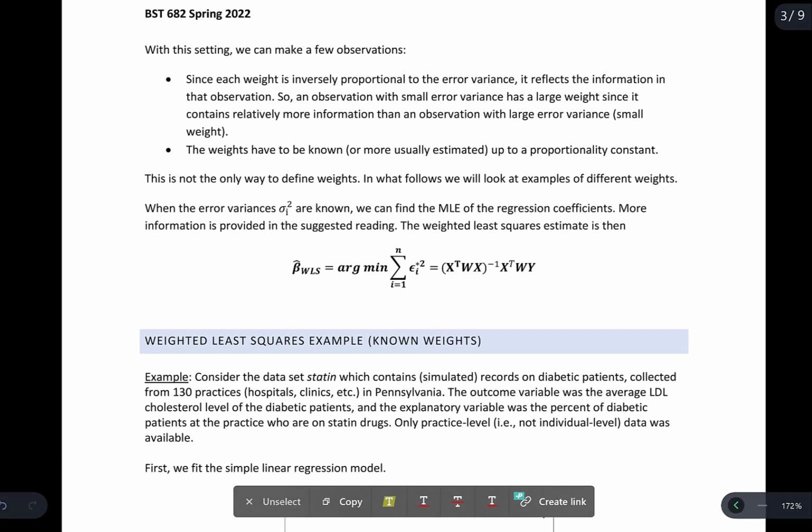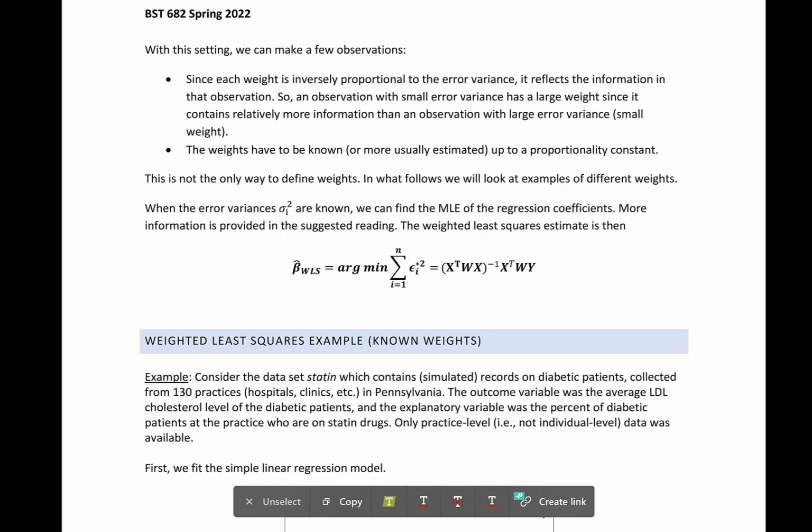So with this setting, we can make a few observations. Since each weight is inversely proportional to the error variance, it reflects the information in that observation. So what this tells us is an observation with a small error variance is going to have a large weight, since it's going to contain relatively more information than an observation with larger error variance.